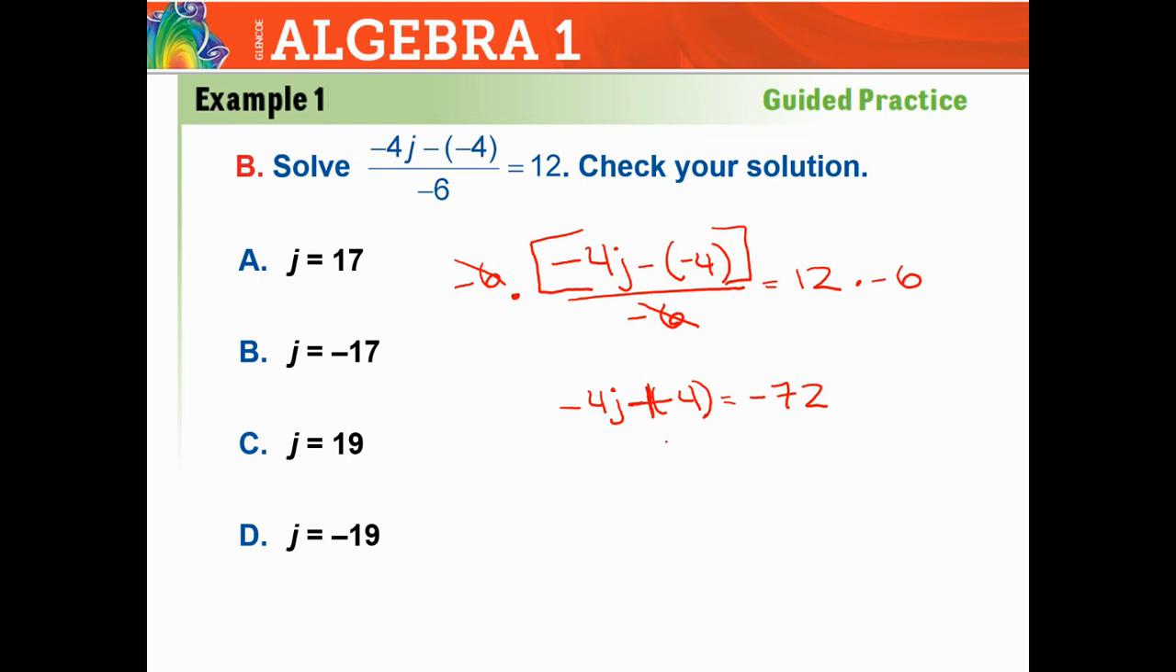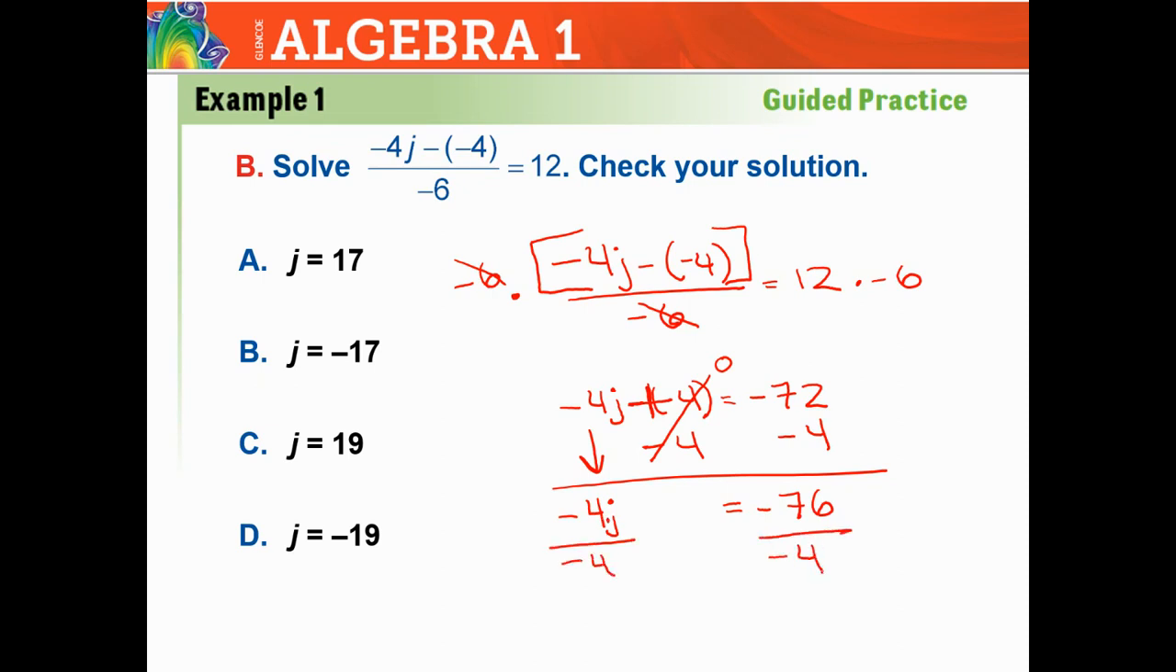So instead of adding 4, we need to subtract 4 from both sides. Bring down our -4j. So now when we do this, it makes a 0. Bring down our equals. We have -72 minus 4. So that just means that we're adding them together. So we have -76. And now because the -4 and the j are being multiplied, we divide by -4 on both sides. So that tells us we're going to get a positive answer.